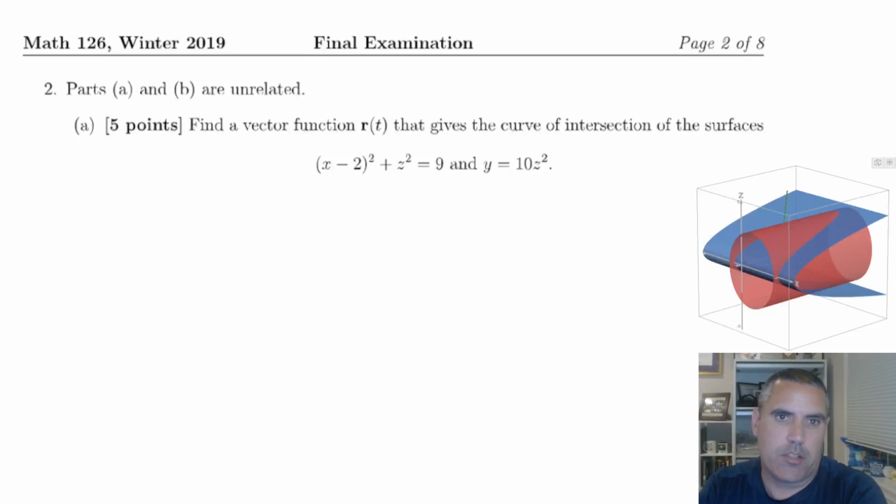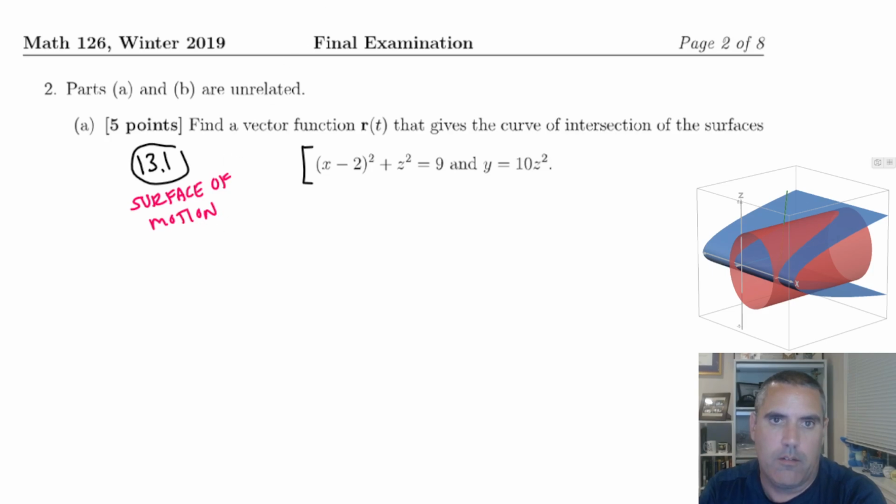Questions are being asked on my discussion board about parameterizing curves. I have several videos on this, from section 13.1. If you search my YouTube channel for surface of motion, which is what I would call something like this, you will find a couple of videos where I give a full explanation. But let's try to give a short version here.